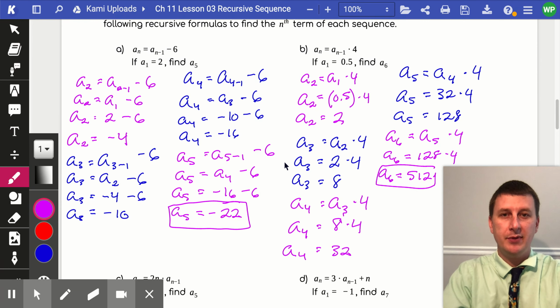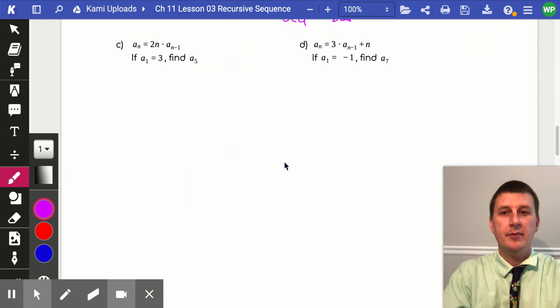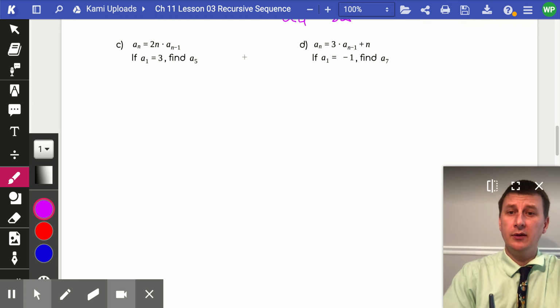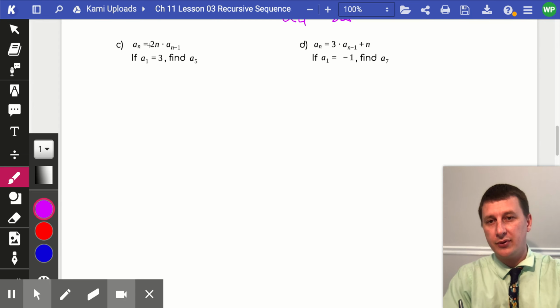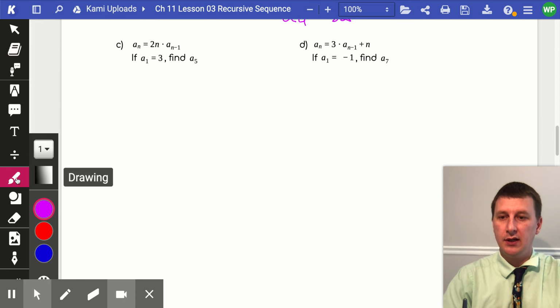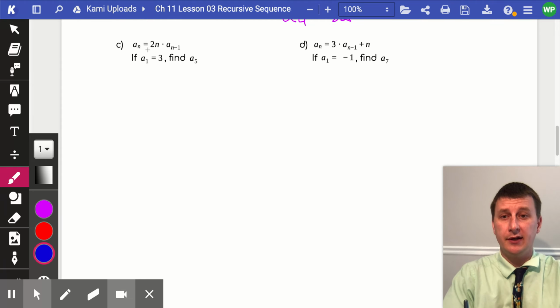If you need to keep looking at this work, pause the video, because right now we're going to scroll on down to part C. A little bit different looking here, because now we have n as a subscript and also a product of 2 with n. So we're going to start off with this formula here. We're going to find the fifth term given the first one.